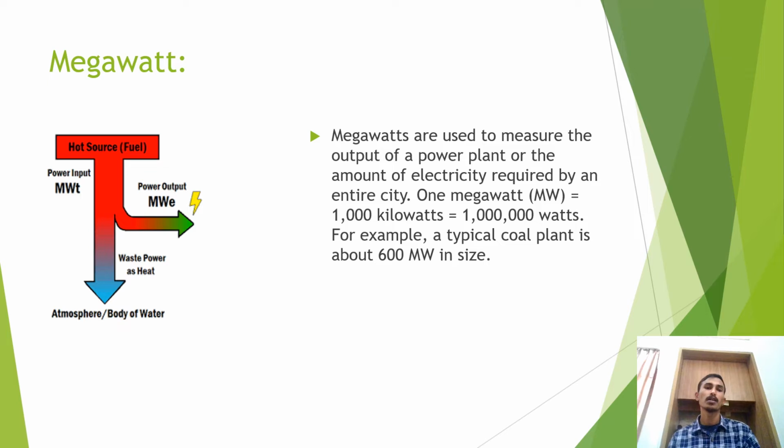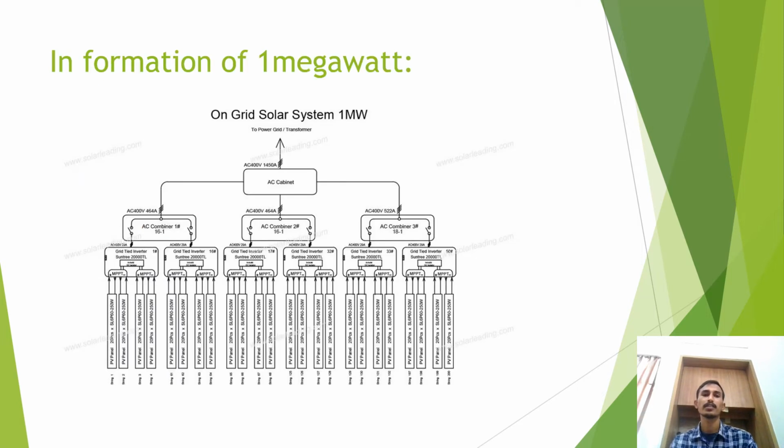As we can see in the picture, power input is MWT, megawatt thermal, and power output is MWE, megawatt electric, and the waste power has heat to the atmosphere or a body of water. In the formation of 1 megawatt, we need land. Solar panels are nearly 200 above and AC combiners. Now we can prepare the 1 megawatt solar power system on grid.